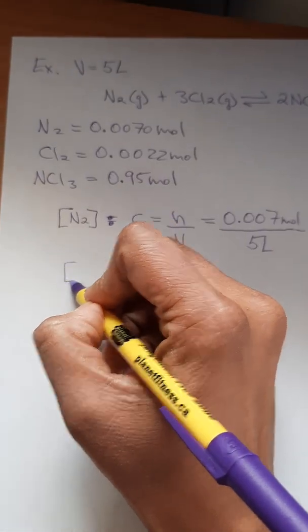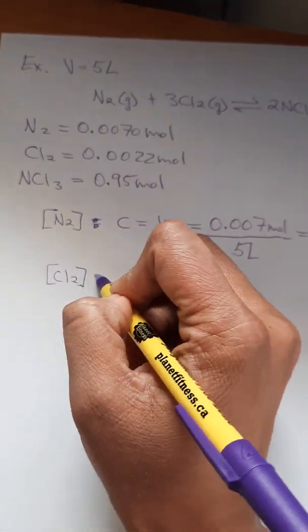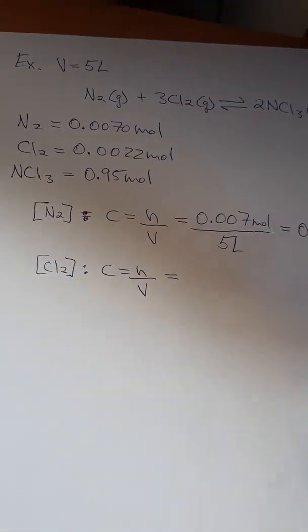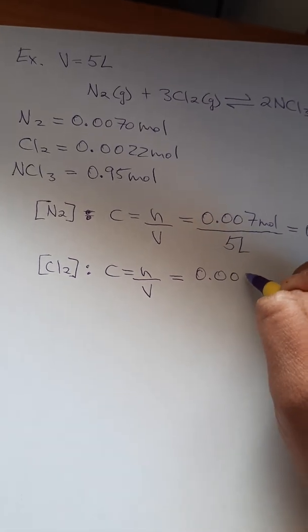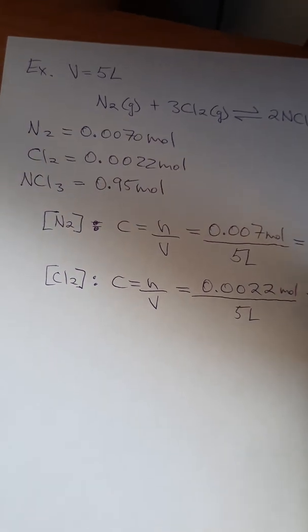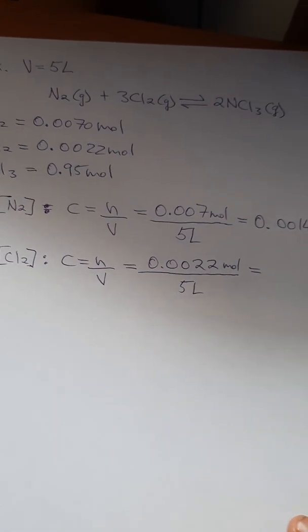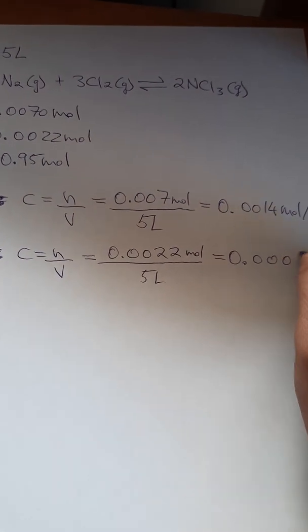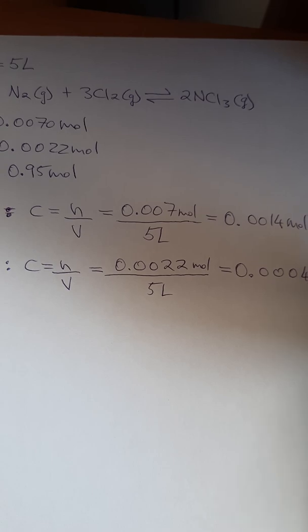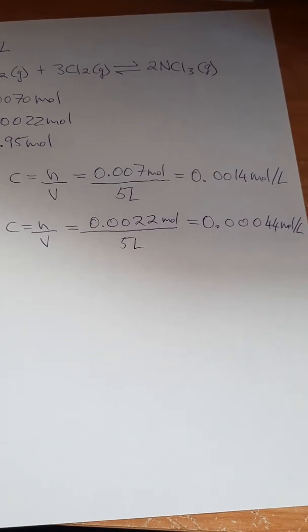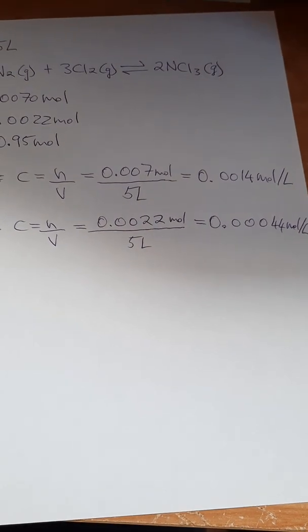And then let's go to chlorine, and we can calculate. So Cl2. Again, make sure you're always writing the equation out. So C equals N over V, so 0.0022 moles divided by 5 liters. I'm going to put that in my calculator here, and we are getting 0.00044 moles per liter. Remember, you can write these numbers in scientific notation. I think it's easier if you write it out in standard form so you can see it.